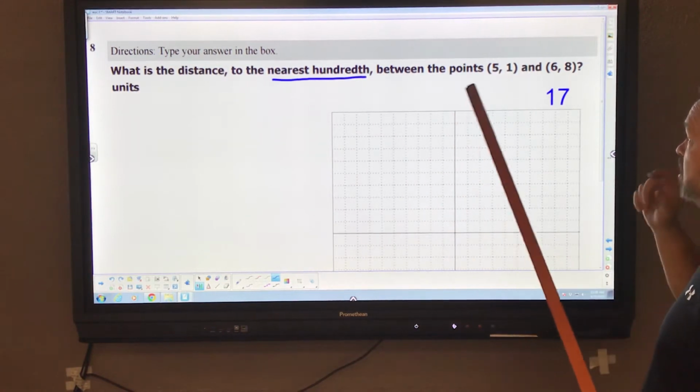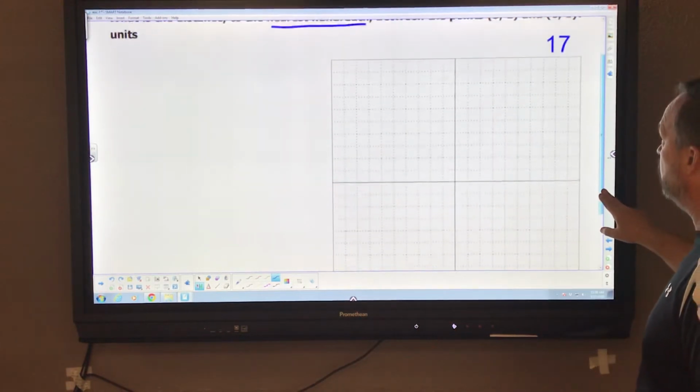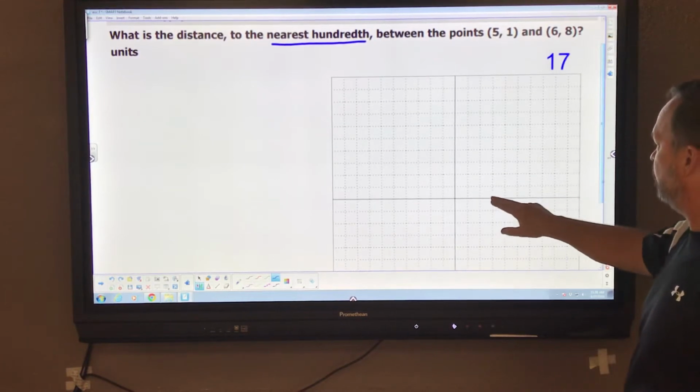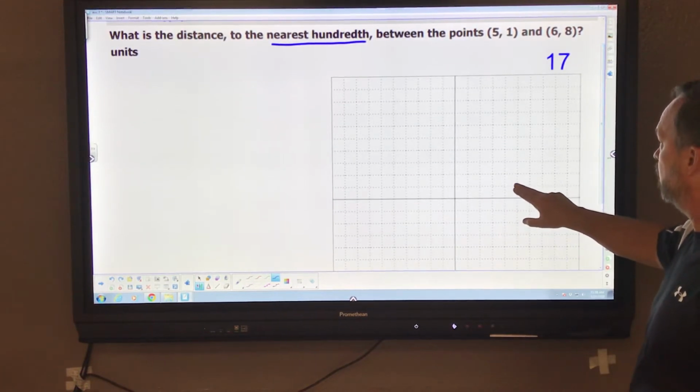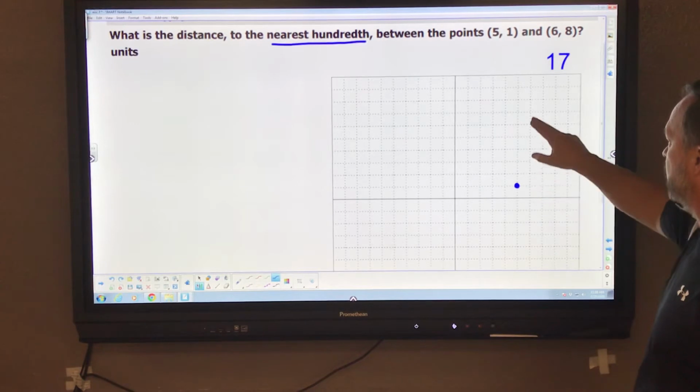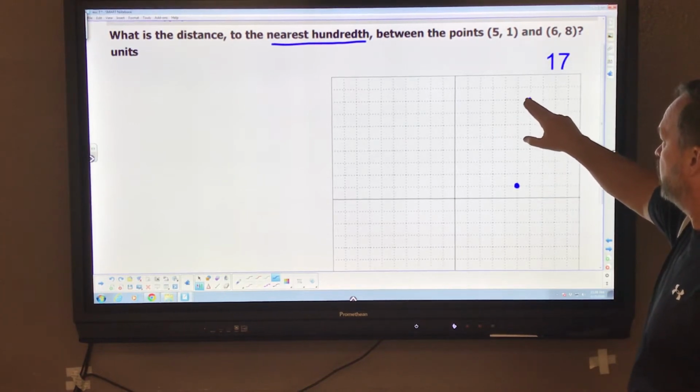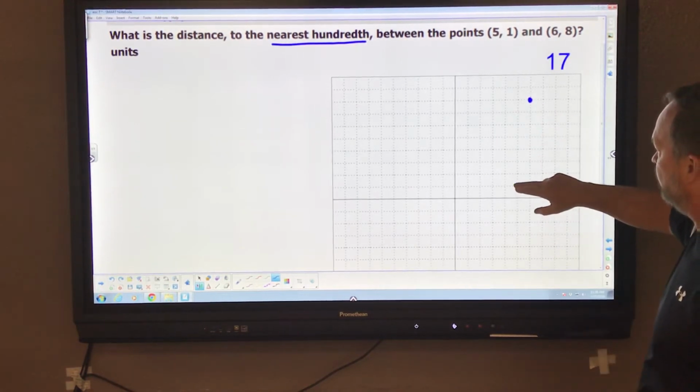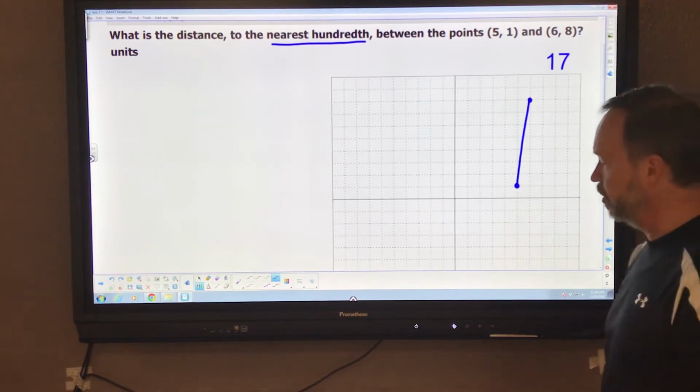And they want to know the distance between these 2 points. Now, I'm just going to mark those. So 5, 1 and 6, 8. Those are our 2 points. And they want to know the distance. How far is it from here to here? That's what they're looking for.